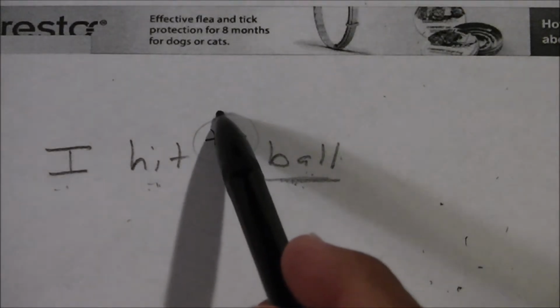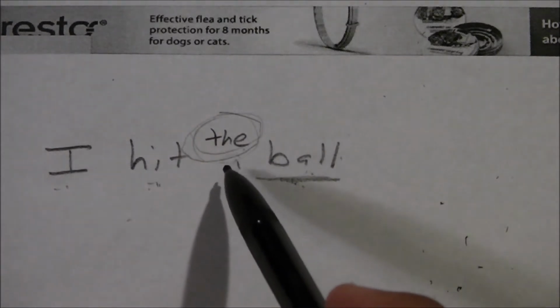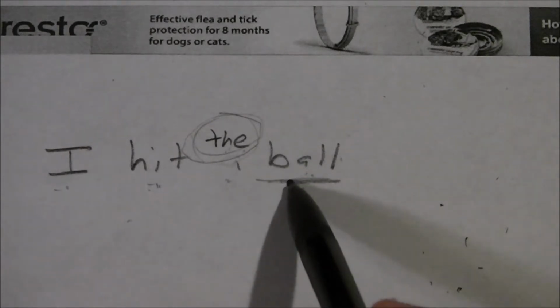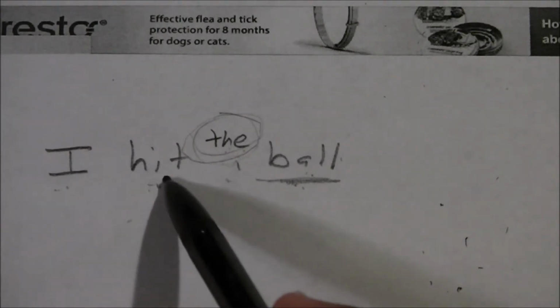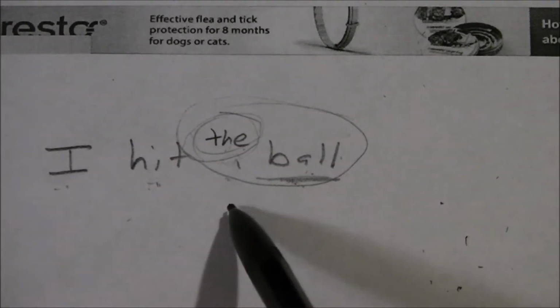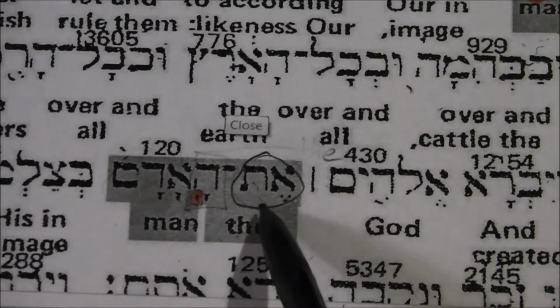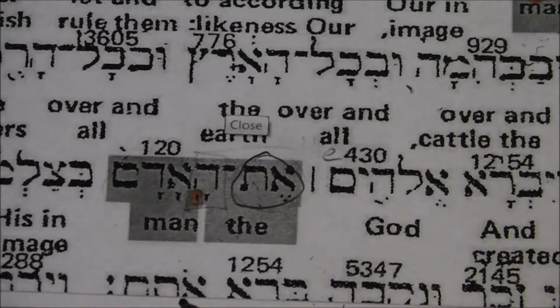But in English, this here, the word the, is a definite article. Okay, so it's a definite article. It's not just any ball, it's the ball. You know, a particular ball. And so this kind of operating together would be a definite direct object. Well, the et usually in Hebrew signifies that the following word is being used as a definite direct object.